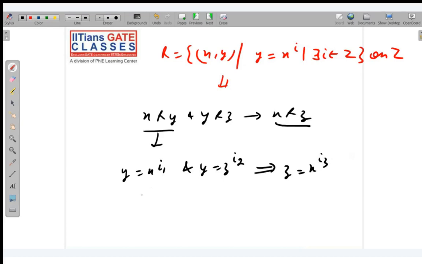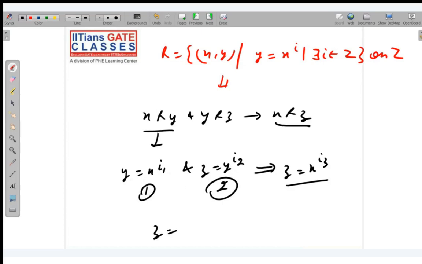So y is equal to x to the power i1. And again, y related to z means, sorry for that, z is equal to y power i2. Is it okay now? Yes. From that we should be able to conclude z is equal to x power i3. So what should be done now? z is equal to x power i3 we have to prove. First of all, try to find the value of z in terms of x. So z is equal to y power i2 and y is equal to x power i1.